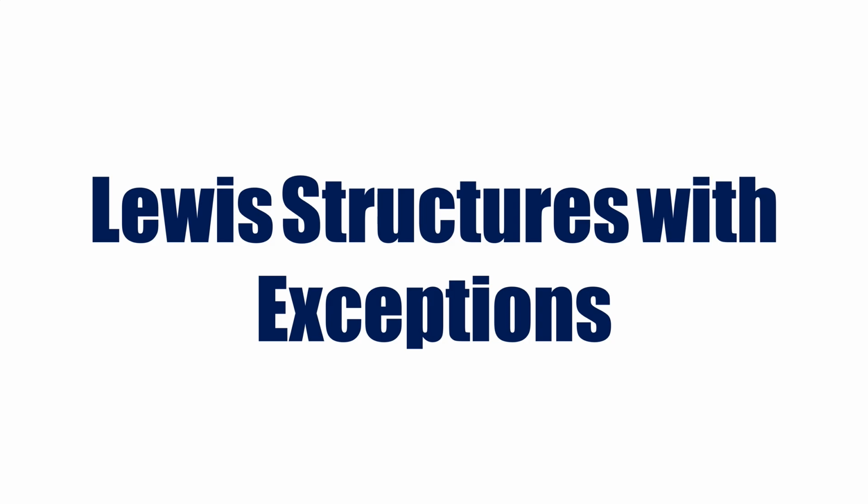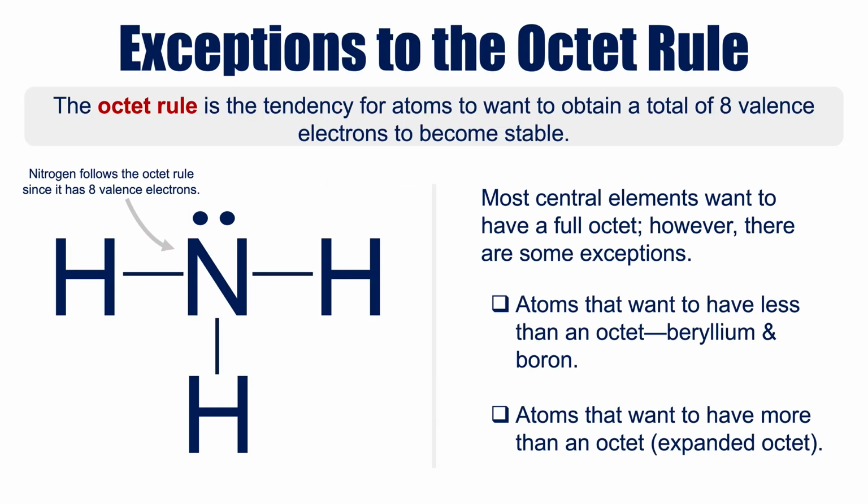In this lesson, we're going to look at how to deal with Lewis structures that end up being exceptions. So far, our goal in drawing the Lewis structures was to end up with the central atom having 8 valence electrons so that it followed the octet rule. Remember, the octet rule is the tendency for atoms to want to obtain that full outer shell of 8 valence electrons in order to be stable.